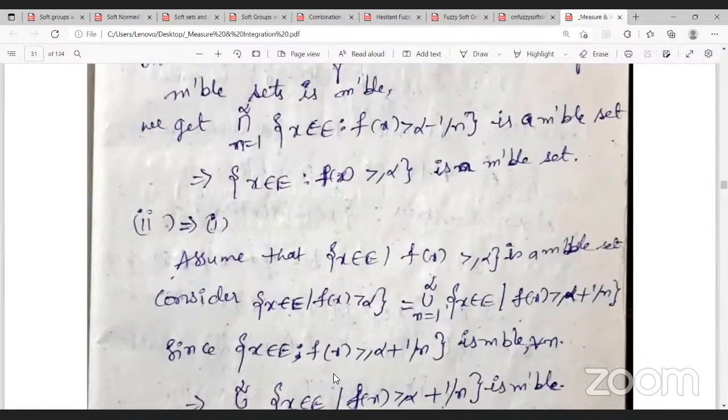Then we prove that f of x is a measurable function. That is, the set of x belongs to E such that f of x greater than alpha is a measurable set.